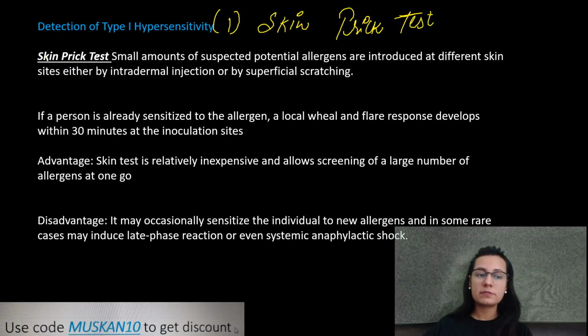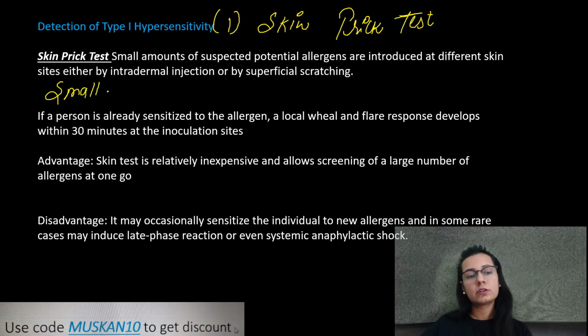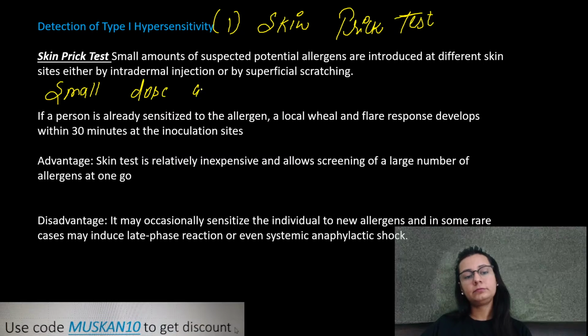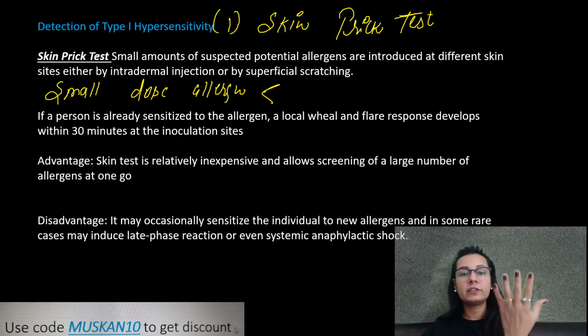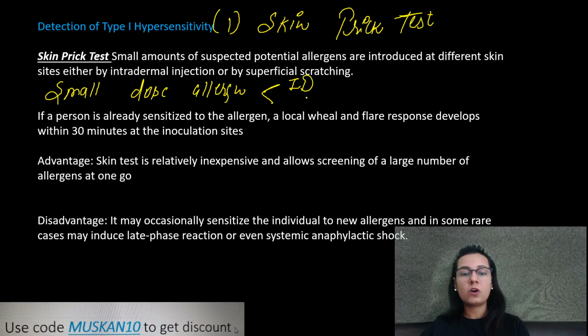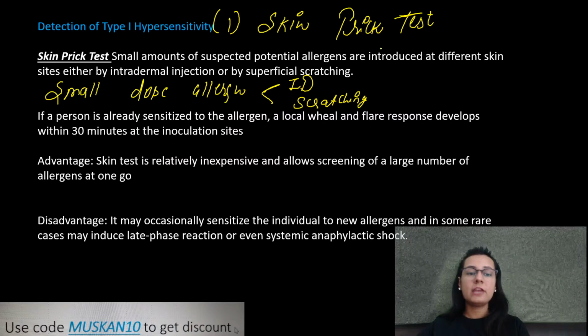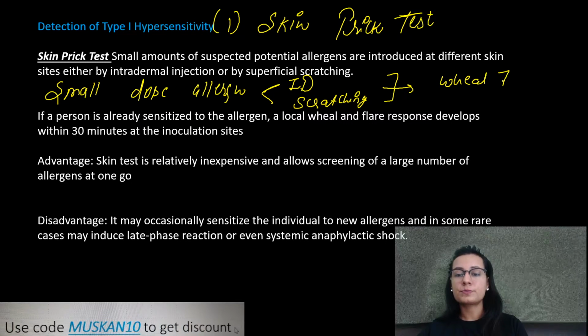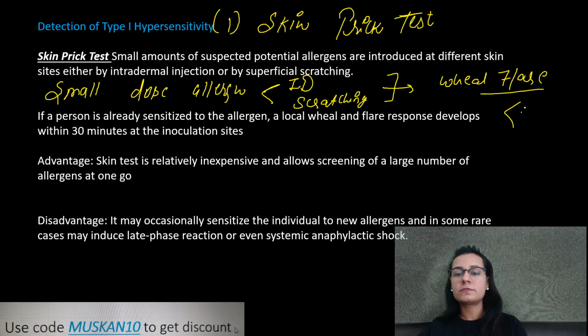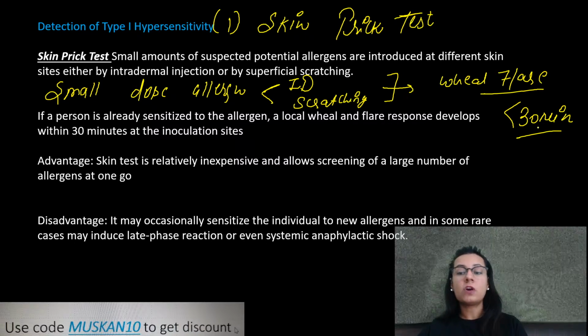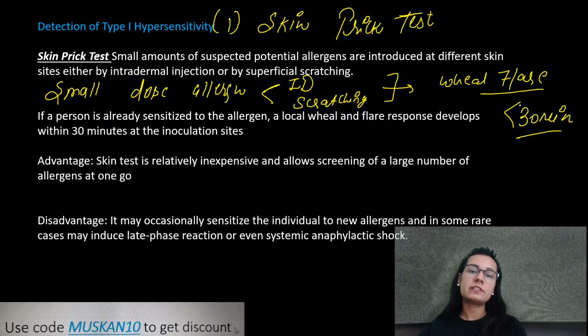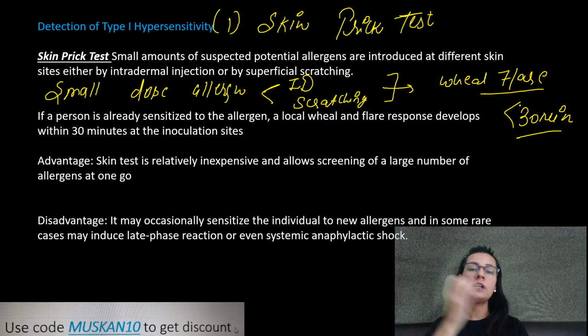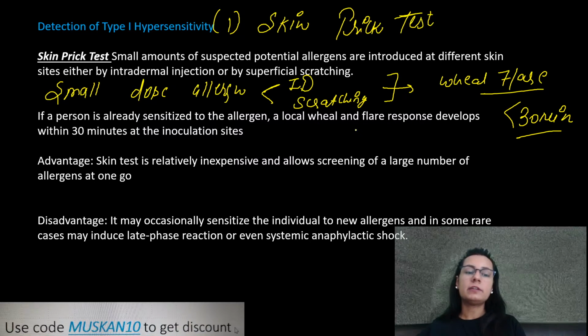So in the skin prick test, a small dose of allergen is actually exposed to different skin sites either by the intradermal or by the superficial scratching. If a person is already sensitized, a wheal and flare response will develop within 30 minutes. If the person is already sensitized, so secondary reactions will take place. Secondary exposure happened, so wheal and flare response will come within 30 minutes.